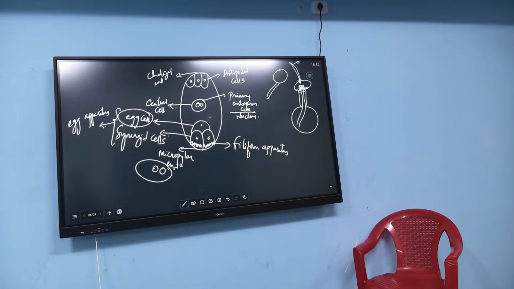First we will go with the endosperm, then we will go with the development of cellular particles.